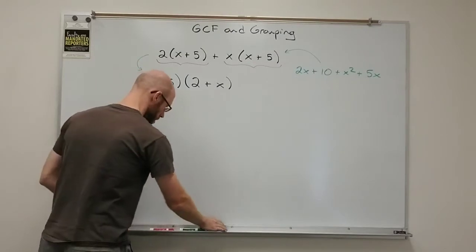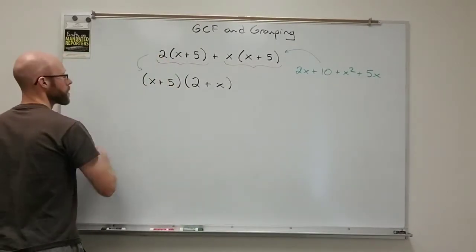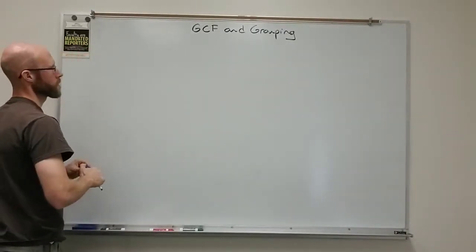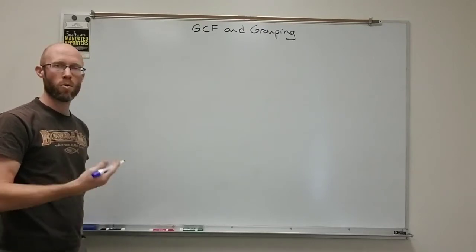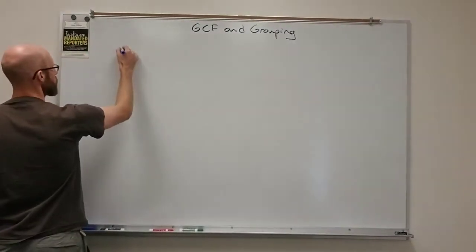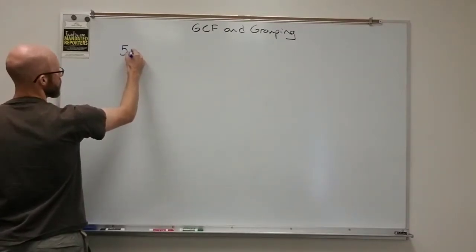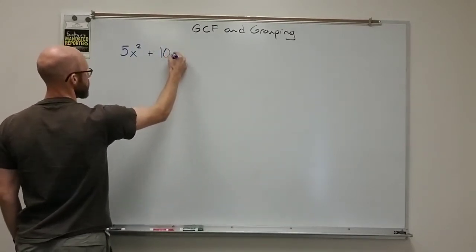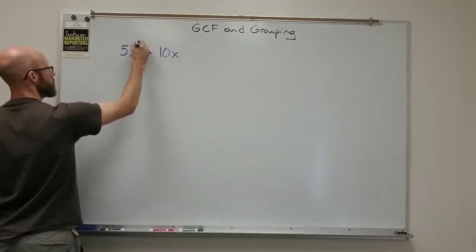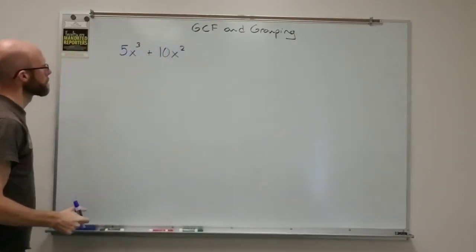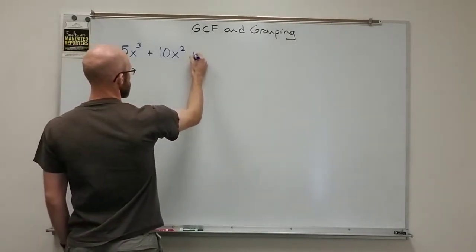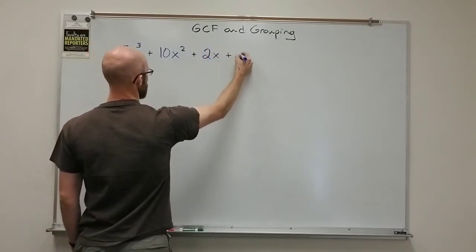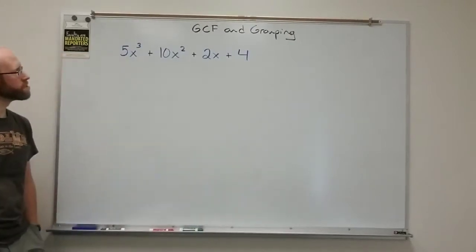So let me show you an example, kind of working that all the way from the beginning. Okay, so if I were to give you 4 terms, a polynomial of 4 terms, something like 5x squared plus 10x, actually let's make it an x cubed and an x squared, and then let's go with a plus 2x plus 4. Yeah, that should work.